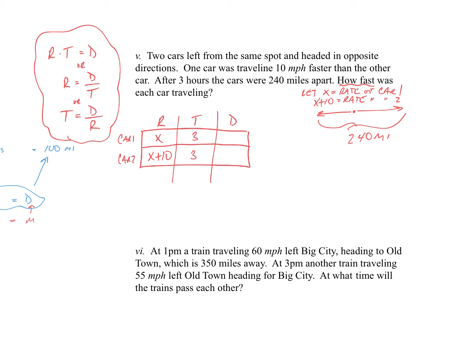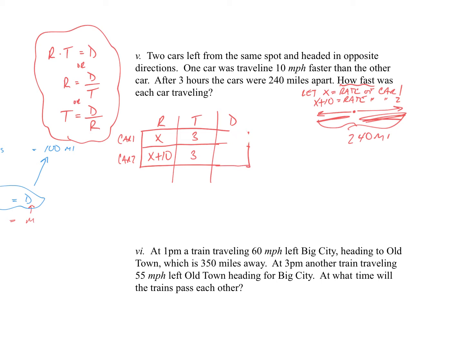I do not want to put 240 in either of these two boxes, because by doing that, I'll be saying that car 1 traveled 240 miles and car 2 traveled 240 miles. I don't know how many miles car 1 traveled. It's going to be less than 240 because some of this is car 1 and some of this is car 2, but I don't know how much of it is each car.